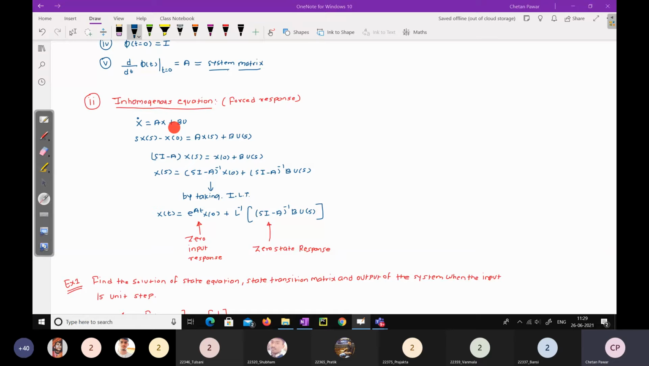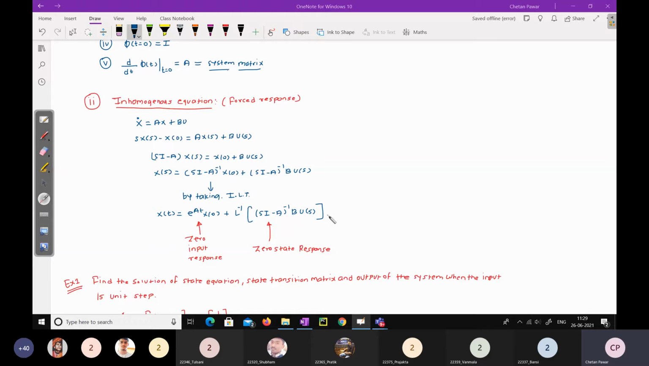So convert into the Laplace domain. s into X of s minus x of 0 is equal to A into X of s plus B into U of s. If you simplify it and take the inverse Laplace transform, you will get a solution like x of t is equal to e raised to At into x of 0 plus Laplace inverse of (sI minus A) inverse into B into U of s, the overall term inverse.